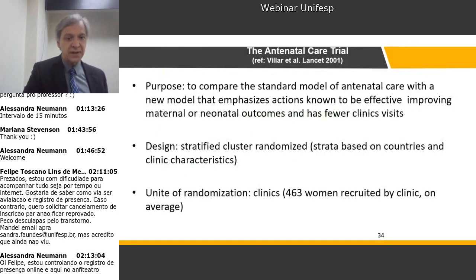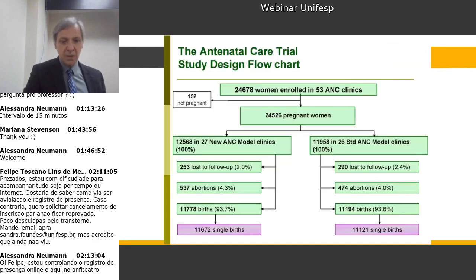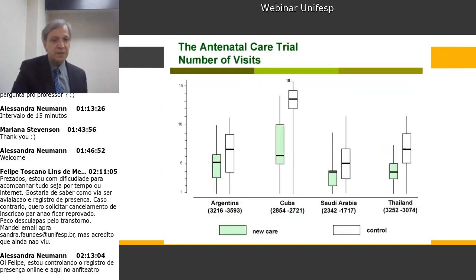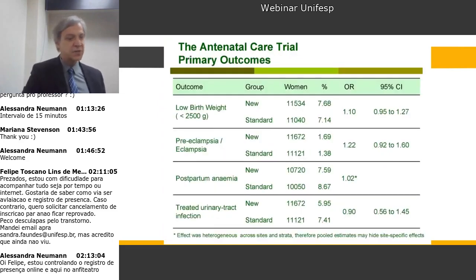Compare the standard model of antenatal care with the new model, emphasizing components known to be effective in improving maternal or neonatal outcomes, as fewer clinic visits. It didn't say exactly, but I'll review it. I think it might be just healthy birth. Okay, antenatal care clinics. Here are the results that you have.